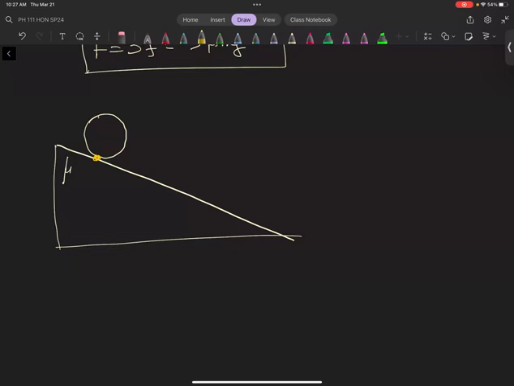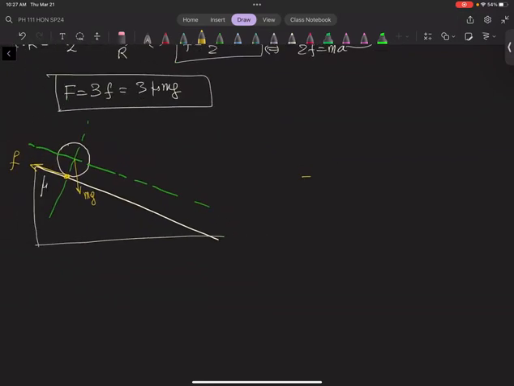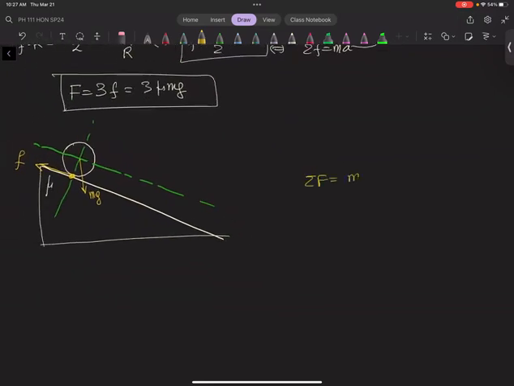I'm going to sketch the forces, typical axes for an inclined plane. Here's my weight, and this is my friction. I am going to do the exact same thing that I did a minute ago. I'm going to write sigma of F equals ma, and sigma of torques equals I angular acceleration. Same method.